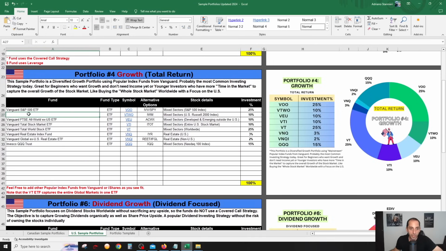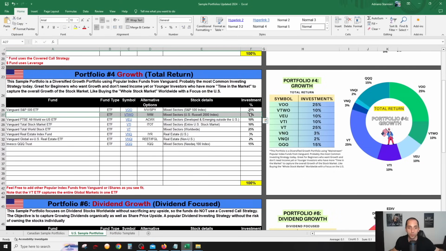I don't know why this one is blank. I'll fix that one, but that's going to be the Russell 2000 one, VTWO. So the first one is going to be VOO. There's even IVV or the SPY. This is your classic S&P 500 index ETF, guys, from Vanguard. Really a no-brainer. In my opinion, the best growth vehicle of our time, the S&P 500 index. So a nice 25% chunk in there.